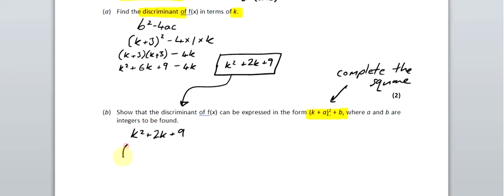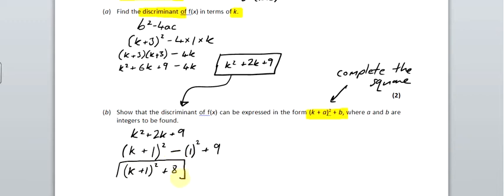So to do that we're going to start by putting our k, and then we halve the coefficient of k, so it's plus 1 in brackets, and square it, and then we subtract the square of this term, so we subtract 1 squared, and it's always subtract, and it's always this term squared, and then we stick the 9 on, and we tidy that up. That gives us k plus 1 squared, and minus 1 squared is minus 1, so minus 1 plus 9 is plus 8, and that is our discriminant expressed in completed square form.